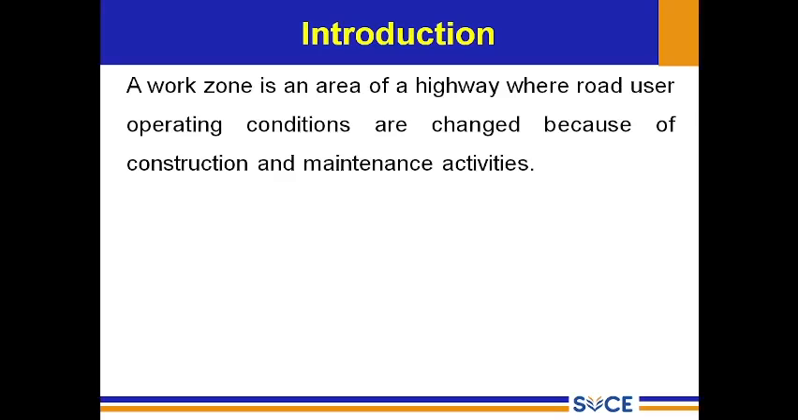A work zone is an area of a highway where road user operating conditions are changed because of construction and maintenance activities. For example, on Mount Road there was a 6-lane road, 3 lanes for each direction, and traffic is moving. Now the metro construction is going on, so they are occupying 2 lanes. If they provide only 1 lane, definitely it will affect road user behavior. They will get irritated. So the existing traffic scenario is changed due to the work zone.